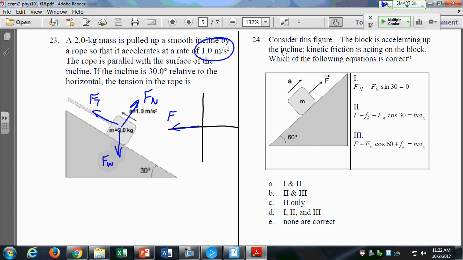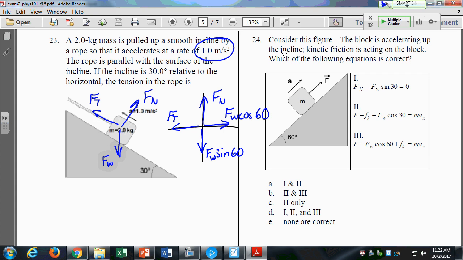So I have Ft, Fn, Fw sine of 60, and then Fw cosine of 60. I think it's useful to always do this, even in an exam, especially if you're not real certain on what to do. Because if you're not real certain what to do, you just sort of start this process that you know how to do. You label the forces, you draw the coordinate system, and then things will begin to make more sense as you write it out on your paper.